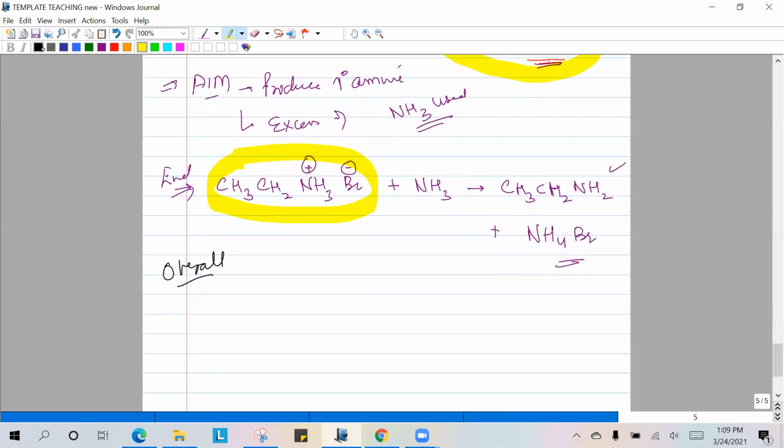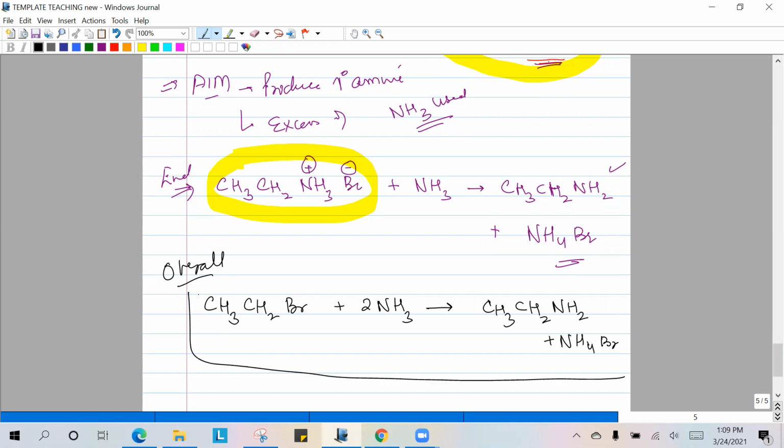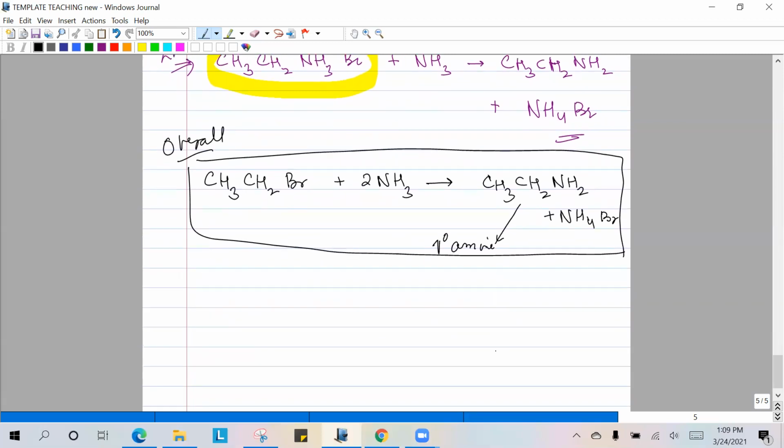So when you are writing down the overall reaction, it would be CH3, CH2, Br plus twice ammonia, one in the first step and then in the second step, and you end up with CH3, CH2, NH2 plus ammonium bromide. This is your final overall reaction, where this is your primary amine. Now, how to write down the name of the amines? Primary amine.